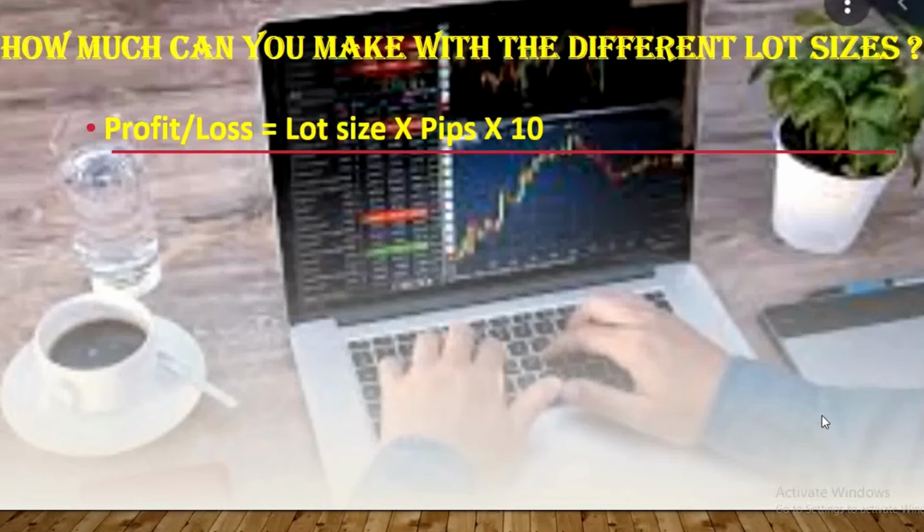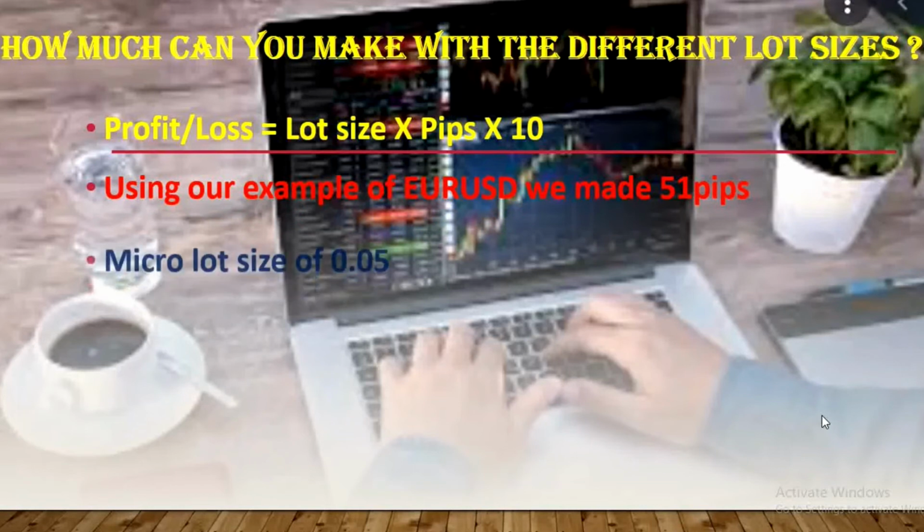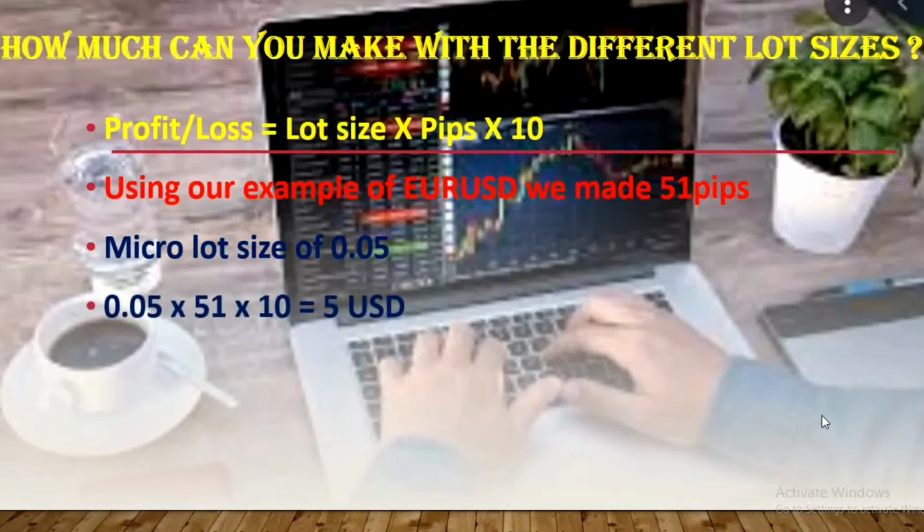So if we use our example of EUR/USD where we made 51 pips, if I place a long trade with a micro lot of 0.05 and make 51 pips, my profit will be 0.05 times the number of pips, which is 51 pips, times 10. This gives me $5. So if you make 51 pips and you traded with a lot size of 0.05, you will make $5.